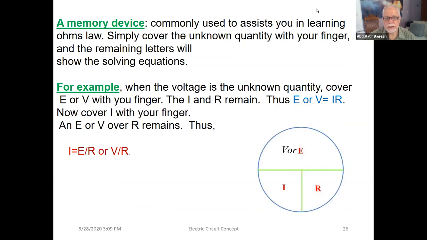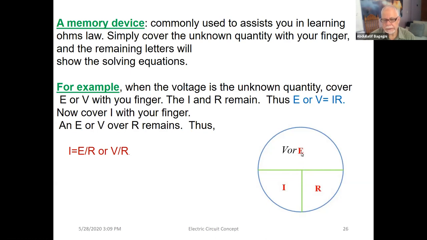Here's a memory device that might help you to figure out what is E, what is I, what is R. It is commonly used to assist you in learning Ohm's law. Simply cover the unknown quantity with your finger or your hand, and the remaining letters will show the solving equation. So we assume that this horizontal line is like a division symbol, and the vertical line is like the multiplication sign.